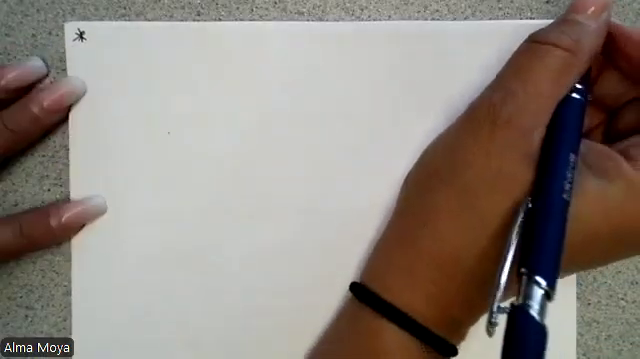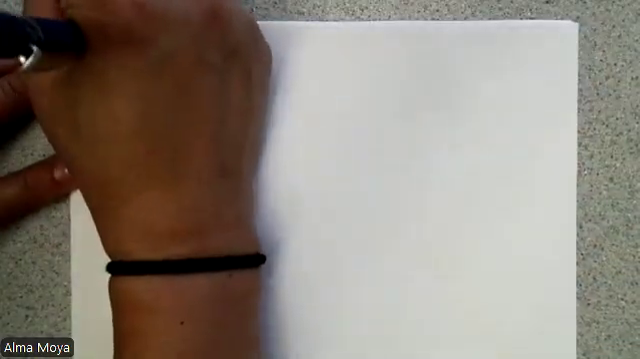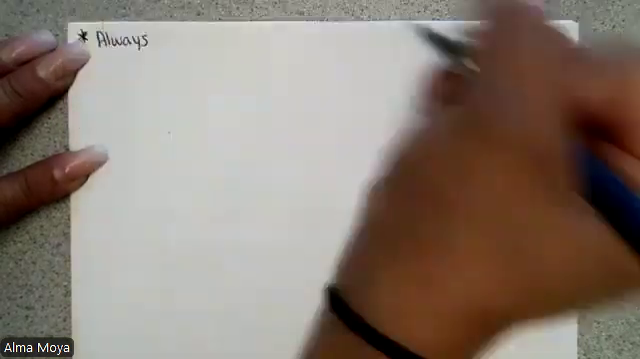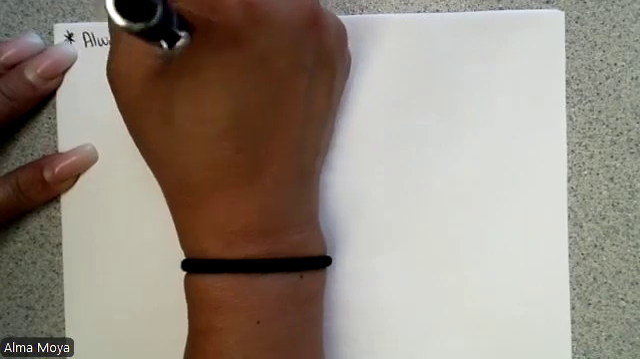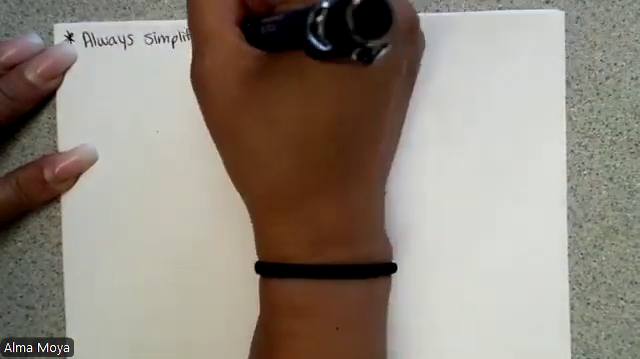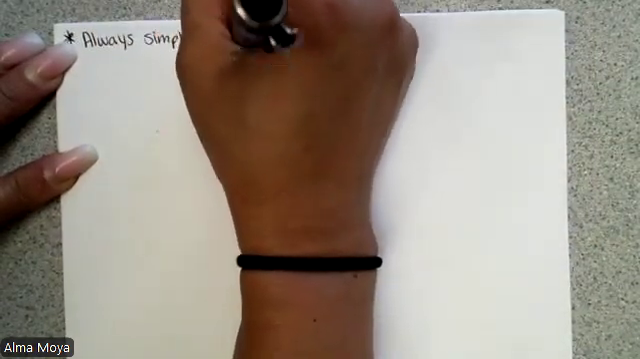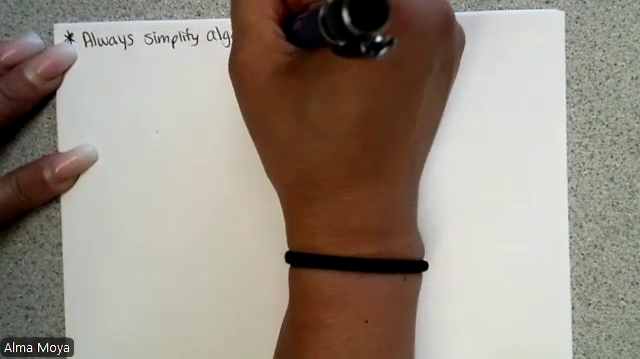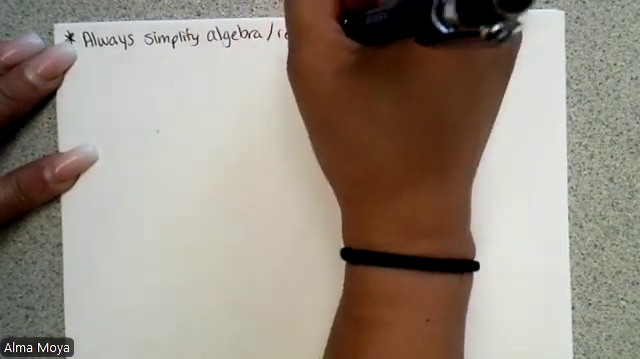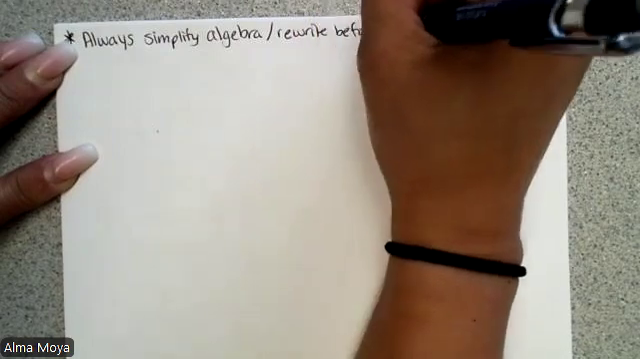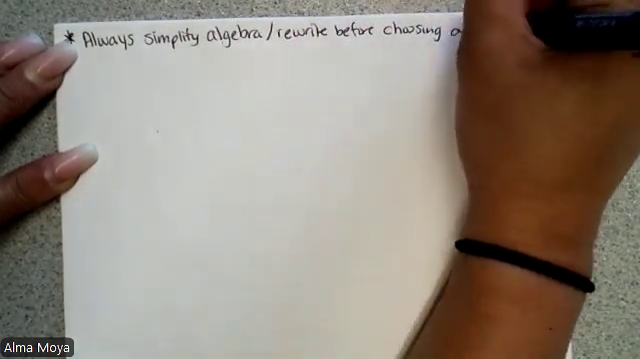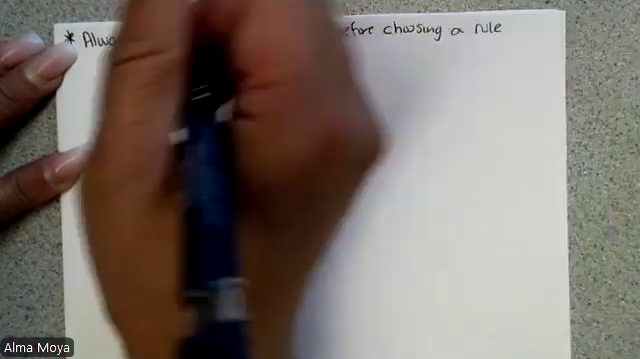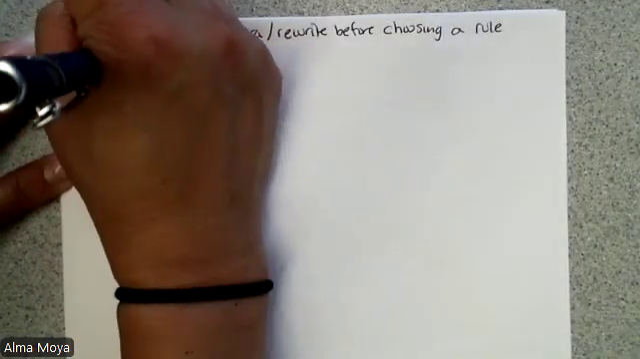To make this easier, we are always going to simplify in algebra, and then we're going to rewrite before choosing a rule and differentiate, meaning taking the derivative.